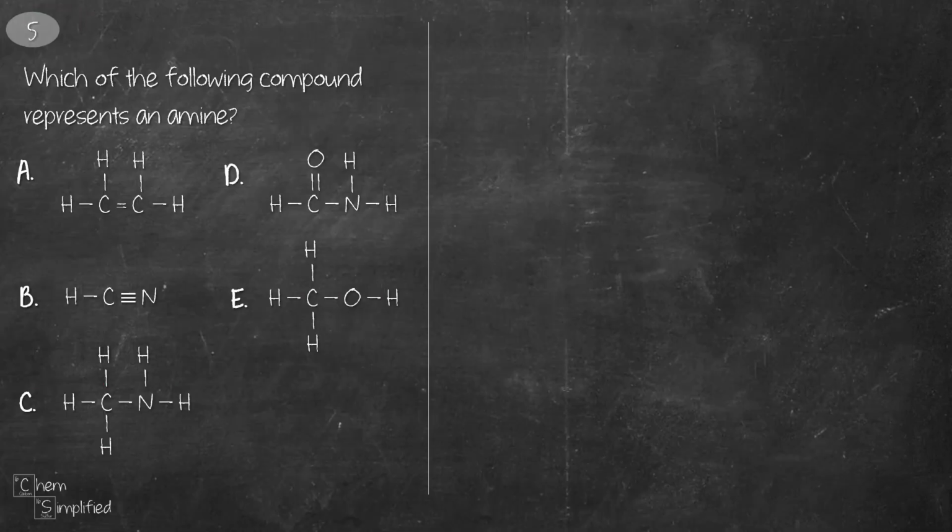This next question is asking to identify amine. The functional group for amine contains nitrogen and 3 single bonds. One of the bonds connected to nitrogen has to be a carbon. The other 2 bonds can be hydrogens or carbon. So basically, we're looking for a structure that contains nitrogen with at least 1 carbon. The only structure that fits that criteria is C.